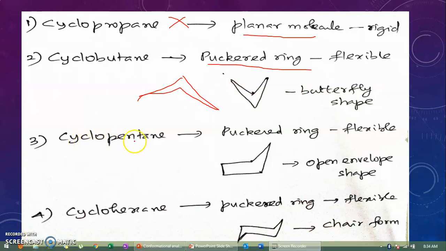Similarly, cyclopentane also exists in puckered ring form. It is also flexible, and this shape is called the open envelope shape. Cyclohexane also exists in puckered ring form. It is also flexible, and it exists in chair conformation and boat conformation. We are going to see different conformations a little later.